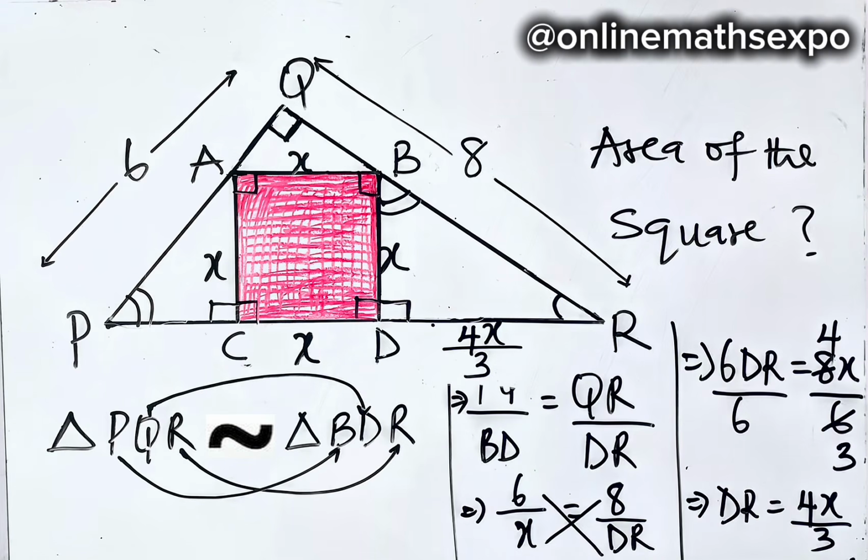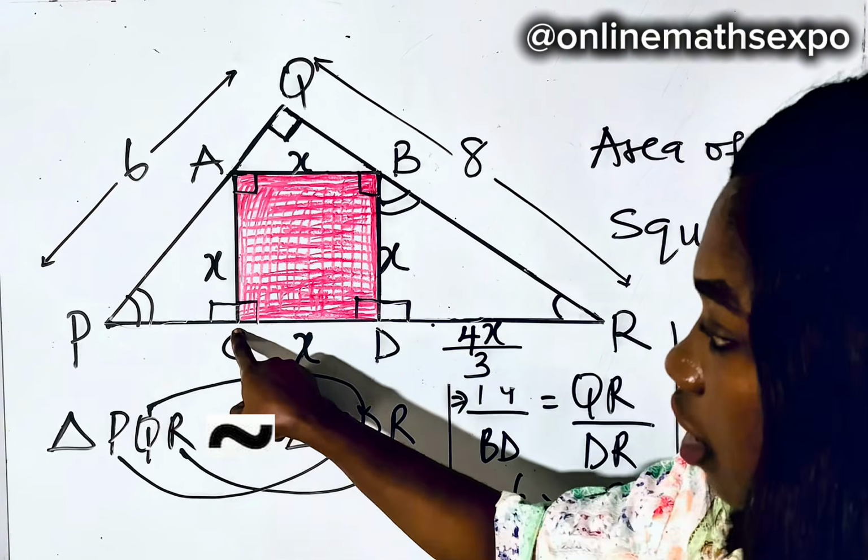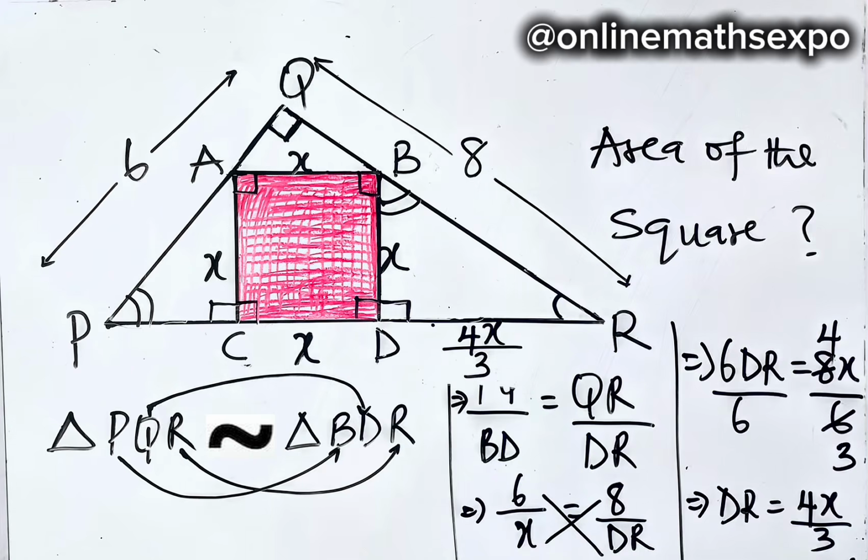Now what should we do next? Is it possible for us to find this length PC? Let's go back to the diagram.